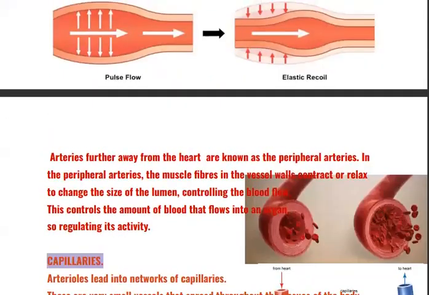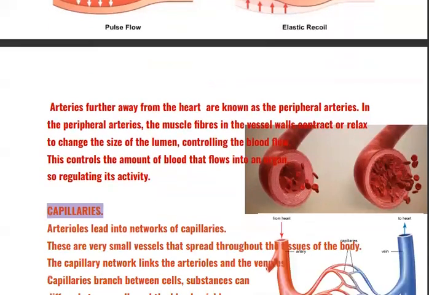Arteries further away from the heart are known as the peripheral arteries. In the peripheral arteries, the muscle fibers in the vessel walls contract or relax to change the size of the lumen, controlling the blood flow. This controls the amount of blood that flows into an organ, so regulating its activity.